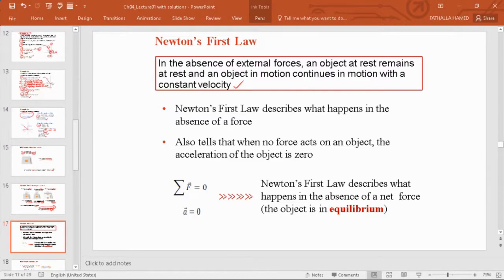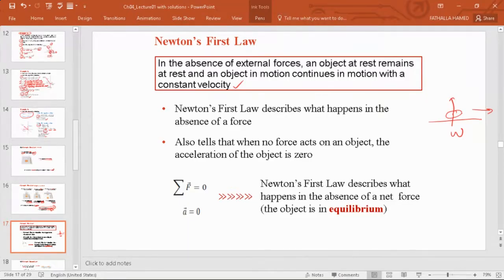So, for example, a situation where you can have an object on a surface, and in this case, you can have the normal force, you can have the weight, but the object is moving along the x-axis, but there is no friction. And in this case, we say that the net force is equal to 0. That doesn't mean there are no forces, but that's why we say here, in the absence of external forces. If it's at rest, it will continue at rest. If it's moving with constant velocity, it will continue doing so.